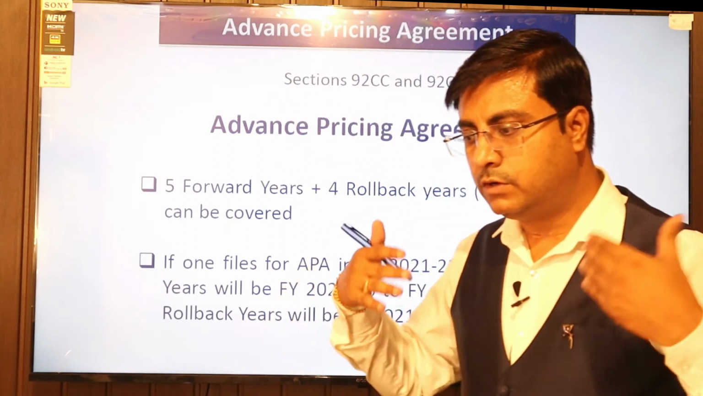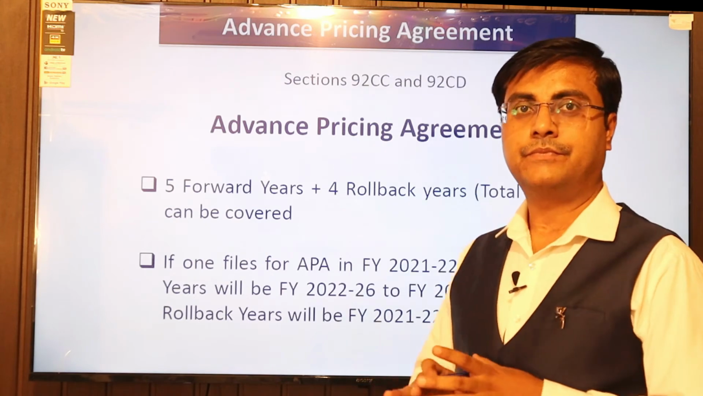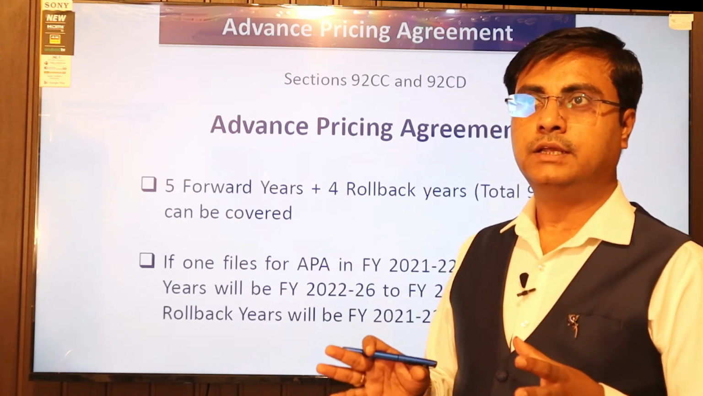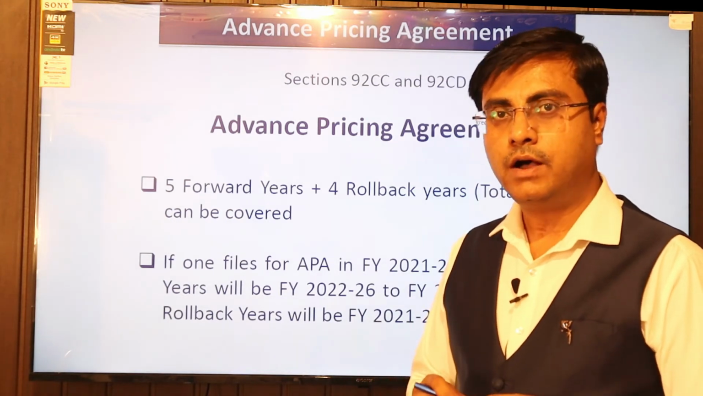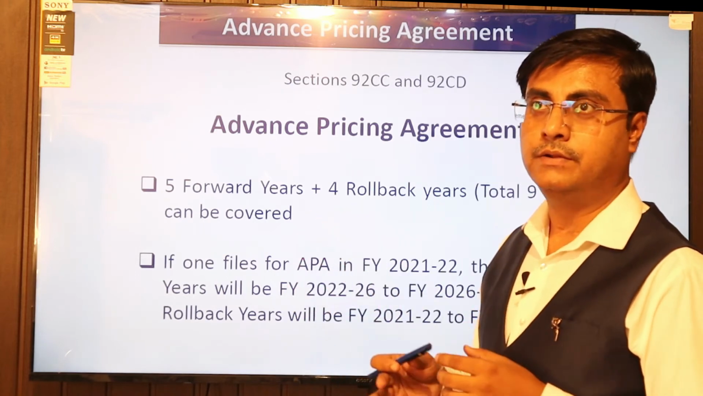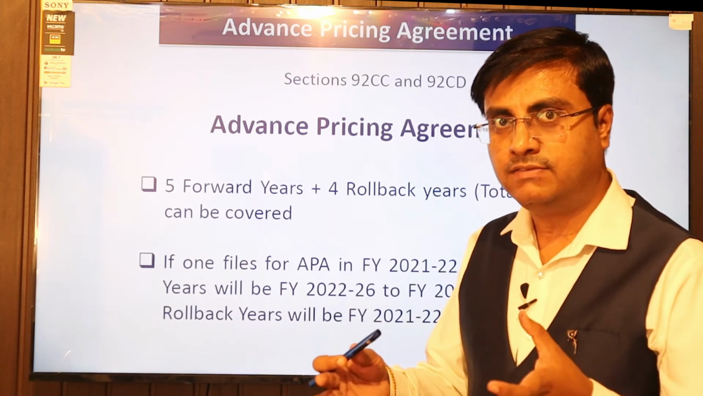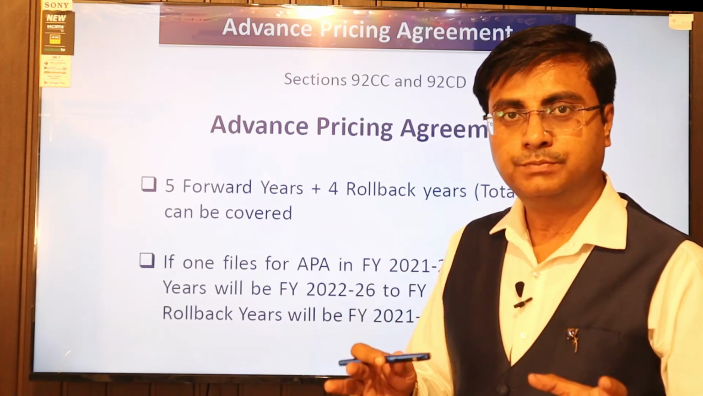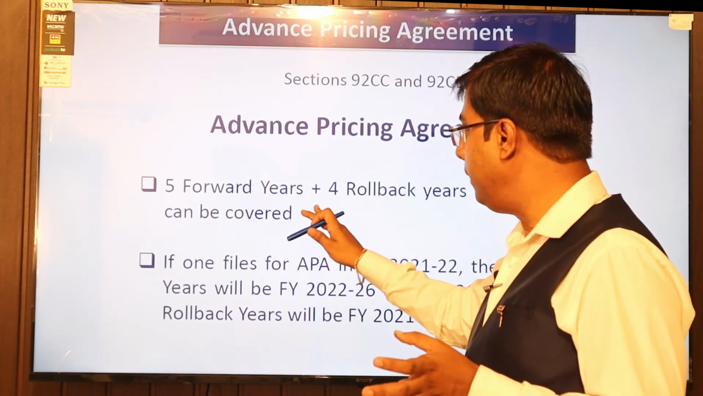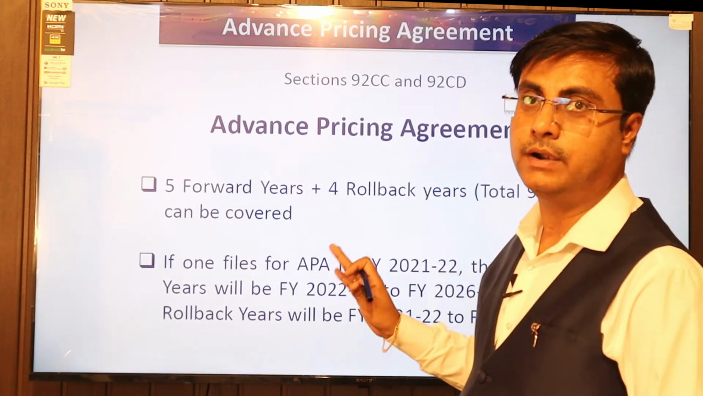So what is the advanced pricing agreement? So APA, in order to avoid too much litigation, you can in advance make an agreement with the income tax department for forward 5 years. What the transaction should be done, at what price, which method you apply, and how this transaction took place. You can go back for 4 years rollback period, so total 9 years is covered.